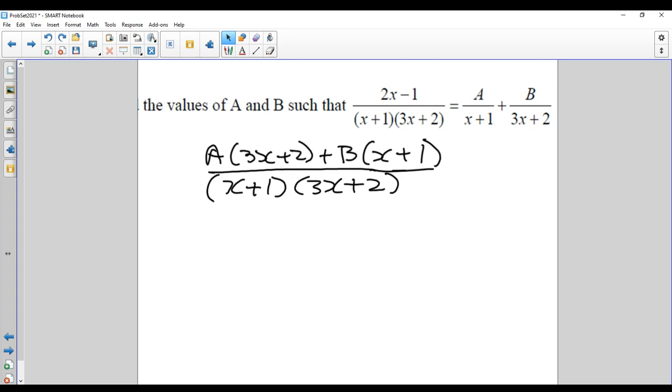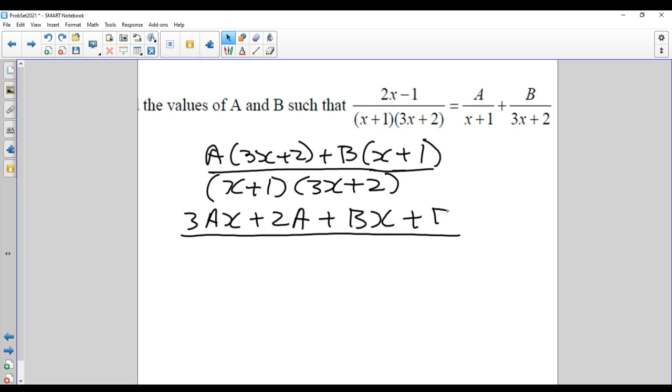So what I'm going to do now is just do what we normally do. I'm going to expand that, or distribute it, and I'm going to distribute this as well. So the top of this becomes 3ax plus 2a plus bx plus b. Can I sort of get a sense of whether people accept what I just wrote down?